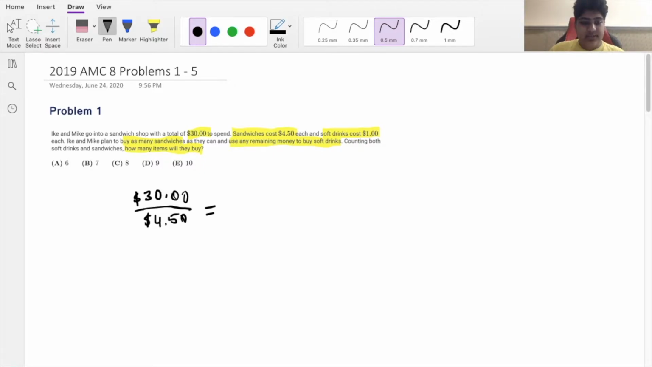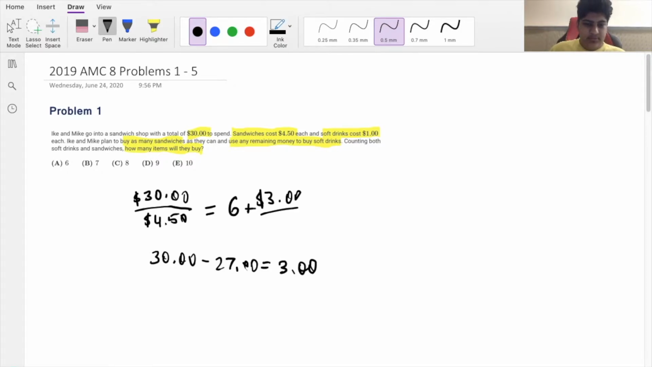Well, $4.50 goes into 30 6 times, because 6 times $4.50 is $27. So we have 6. And then what do we have left? Well, we have $30 minus $27 equals $3. So we have 6 plus $3 over $4.50. Now, if we notice that they can only buy an integer number of sandwiches, we have that they buy 6 sandwiches in total with $3 left over.